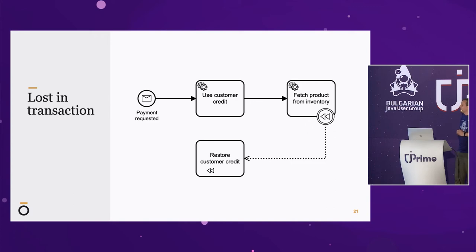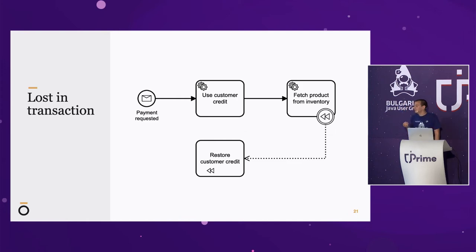Next on the list are distributed transactions. By the way, that's BPMN. So this is how BPMN workflows look like. I hope it's relatively easy to understand. In this case, the workflow is waiting. So when a payment is requested, this workflow is triggered. It then does 2 tasks. First, using the customer credit to pay for an item, and then fetch this same item from the inventory.